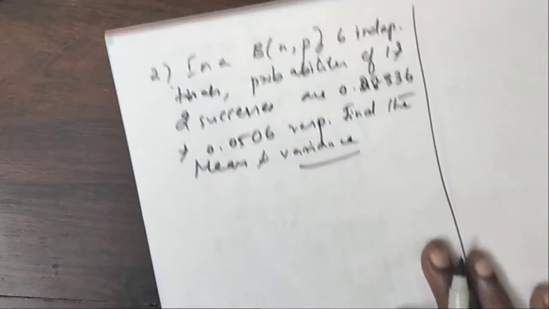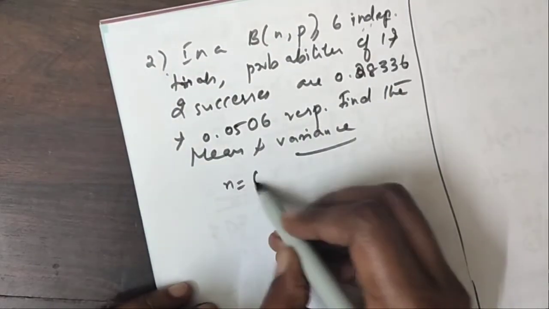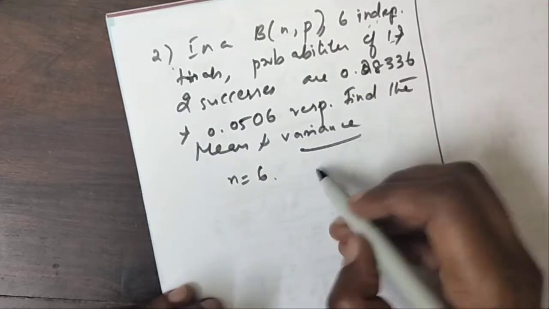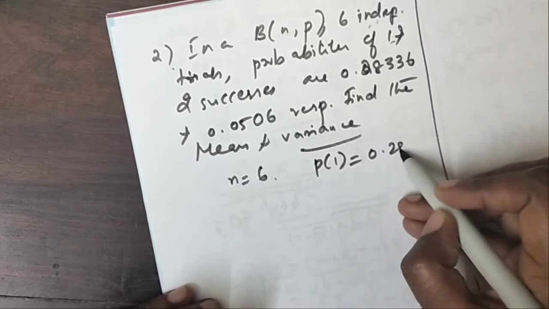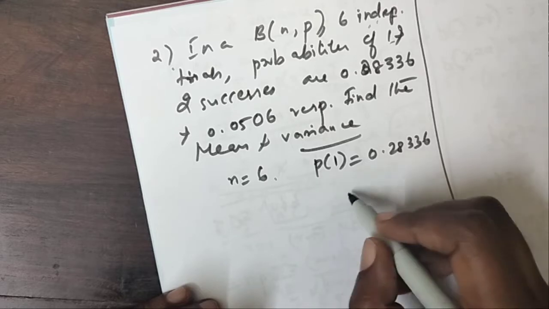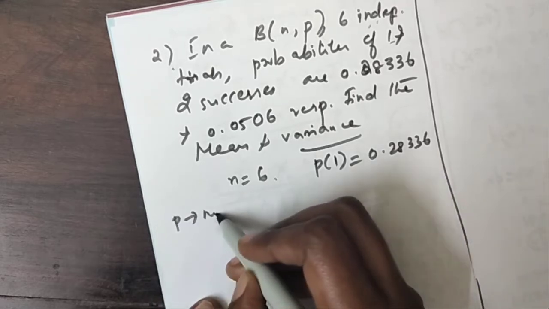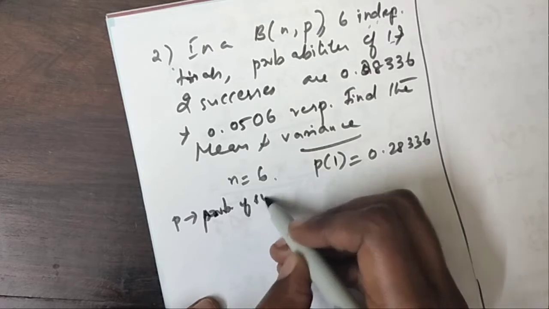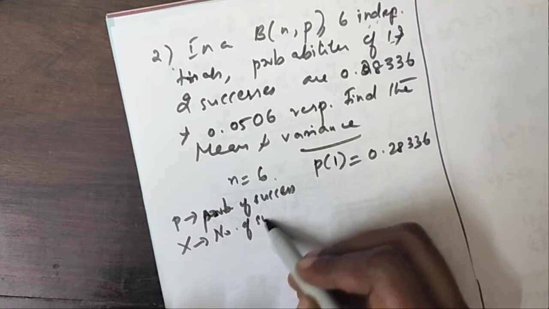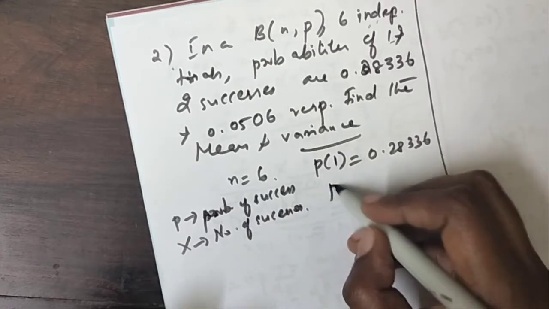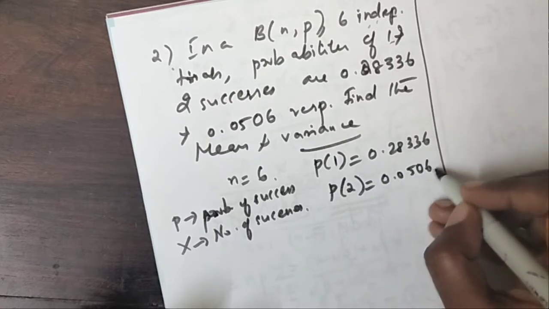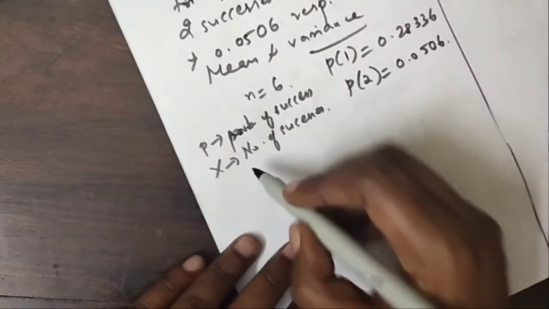Okay, in a binomial distribution with 6 independent trials, n is equal to 6. What is given? The probability of one success is 0.28336. That is P of 1. The number of successes is 1. So let p be the probability of success and X denote the number of successes. What is the next one? The probability of 2 successes is 0.0506.